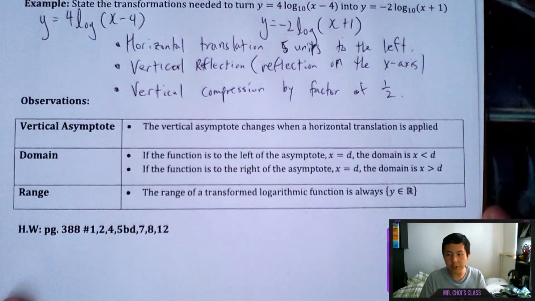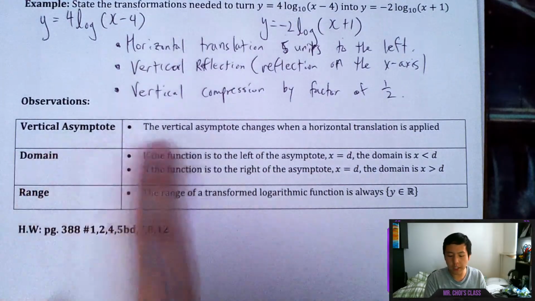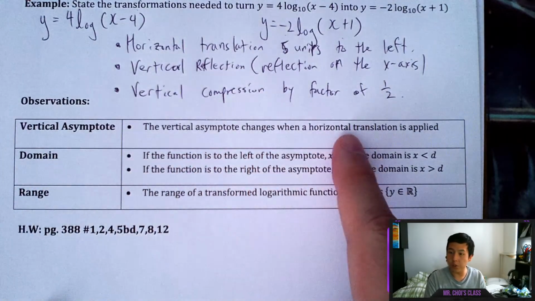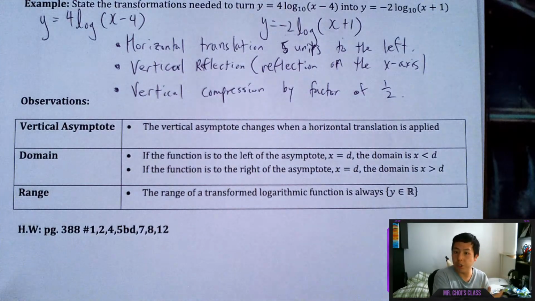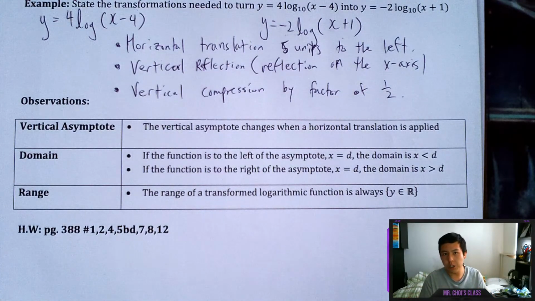Some observations that you should have noticed. The vertical asymptote only changes when a horizontal translation is applied, right? When we look at all of the previous examples, when a horizontal translation to the left happens, then the vertical asymptote shifts. If a horizontal translation to the right happens, then the vertical asymptote shifts to that value. So that one's pretty obvious to identify.